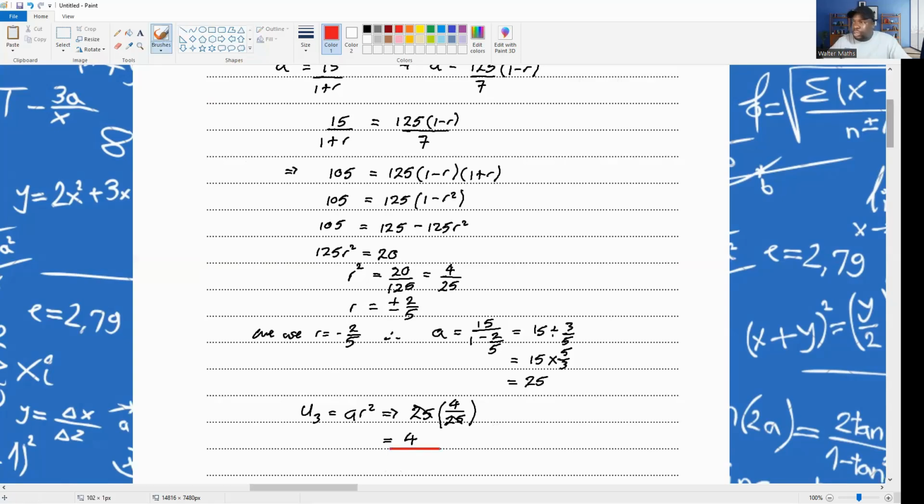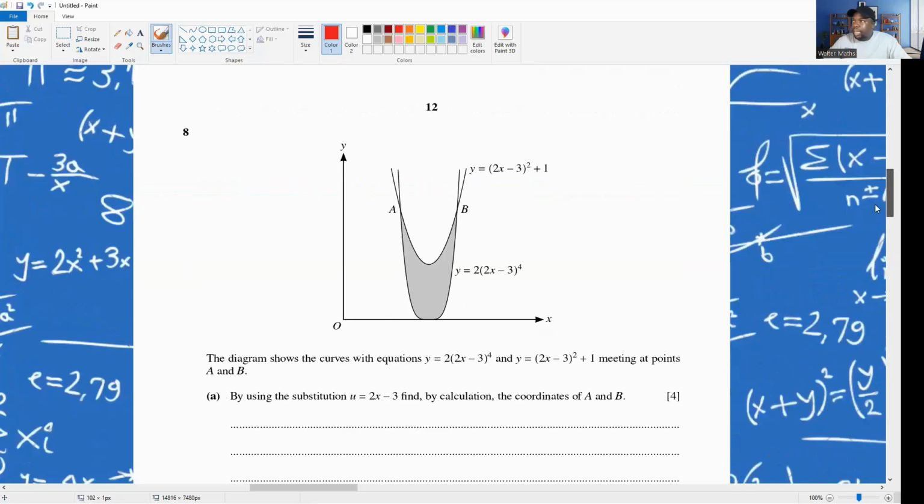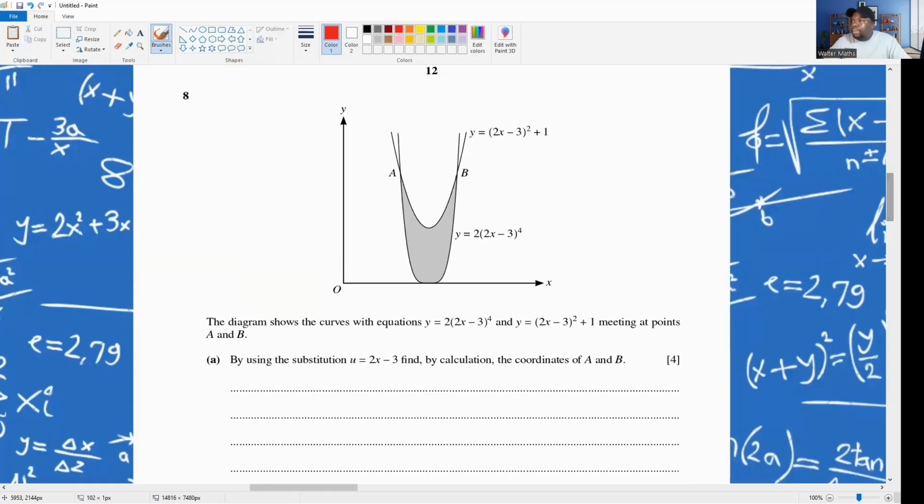Let's move on to number 8. Okay, we're on number 8 already. Okay, so number 8, we have this amazing graph. And the question says the diagram shows the curves with equations y is equal to that and y is equal to that, meeting at points A and B. So on part a, they say, using substitution, which is u is equal to 2x minus 3, find by calculation the coordinates of A and B, right? So we want to answer that question right there.